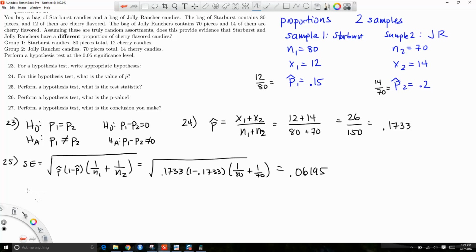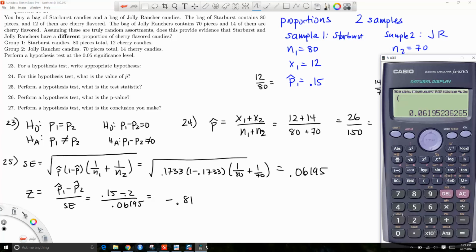Our test statistic is p-hat 1 minus p-hat 2 divided by our standard error. So here that's 0.15 minus 0.2 divided by 0.06195. And with that, I get negative 0.81. If I do 0.15 minus 0.2 divided by my standard error, yeah, negative 0.81.